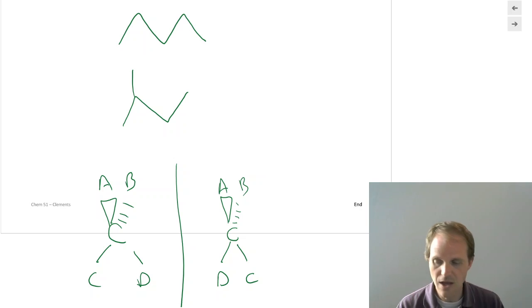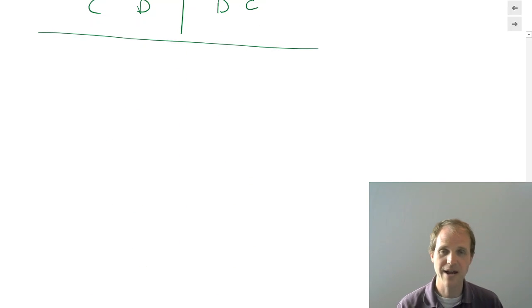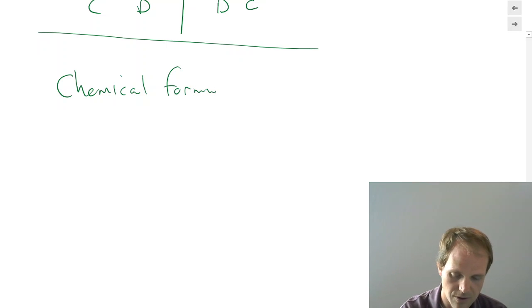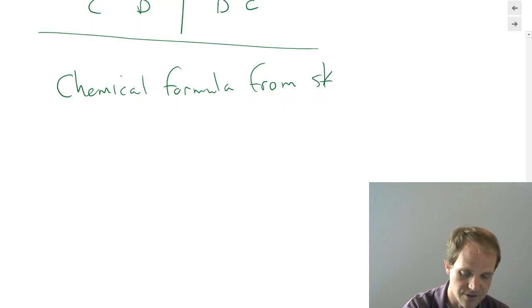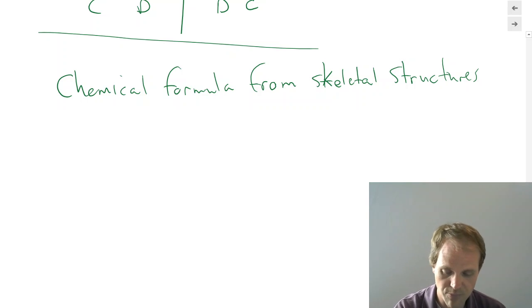The one thing I do want to practice a little bit more, and I forgot to have a slide for it, so I'm just going to scroll down here. And we're going to practice just a little bit trying to find chemical formulas from skeletal structures. And here I'm going to start substituting things. So I'm going to start putting things on the end.